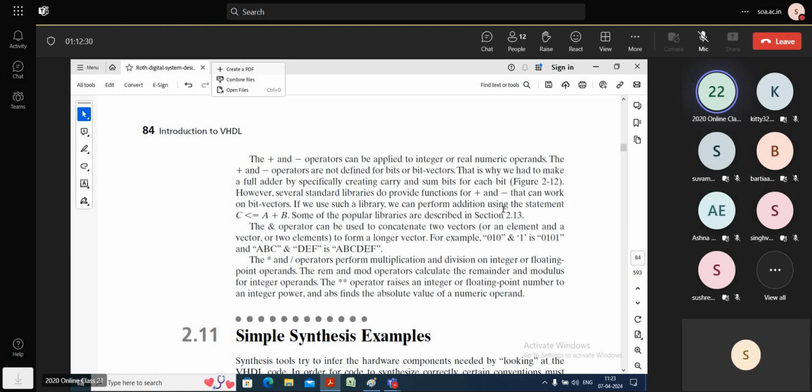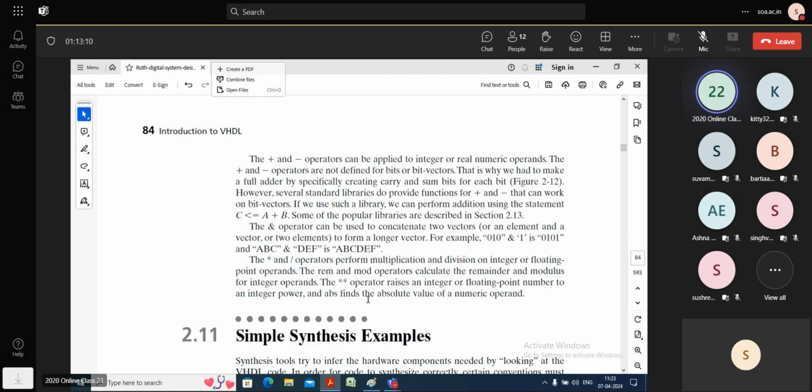REM and MOD are the remainder and modulo division operators. REM calculates the remainder and MOD calculates the modulus, which does the modulo division operation. These act only on integer operands. And the double star is the exponentiation operator, that is the power. This operator raises an integer or floating point number to an integer power.